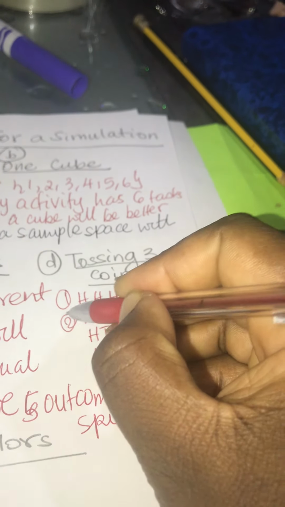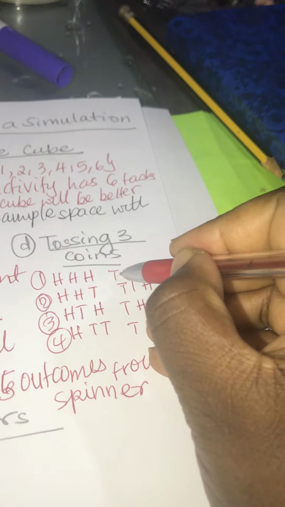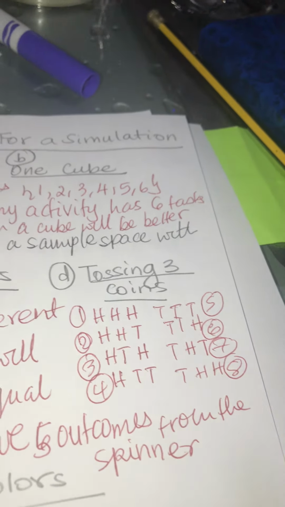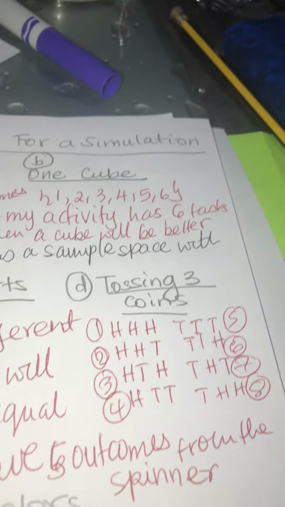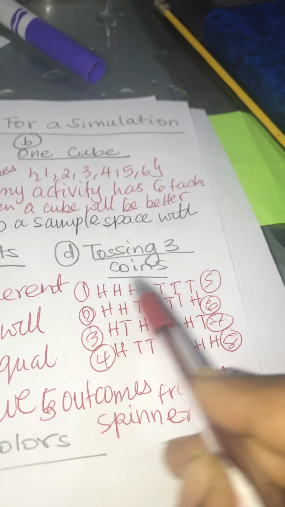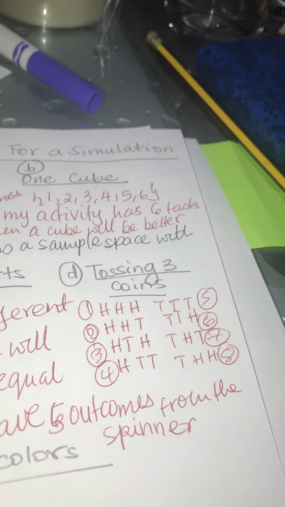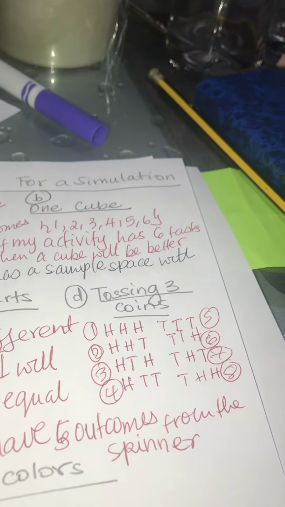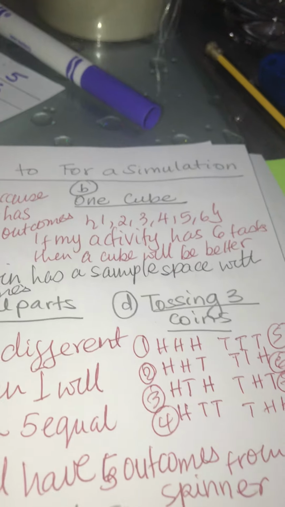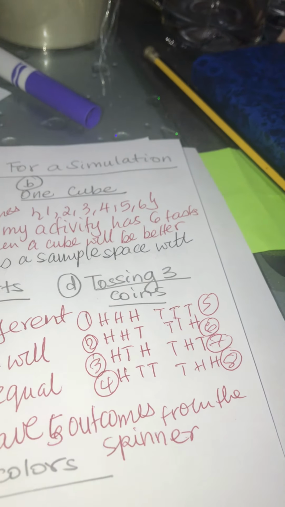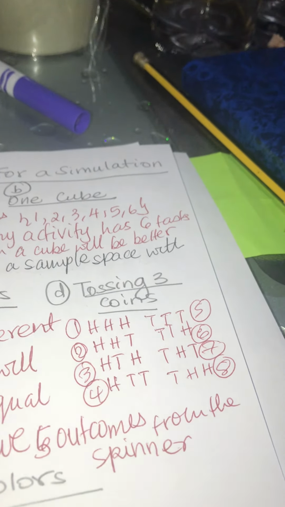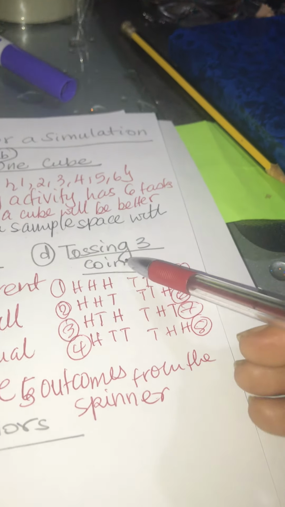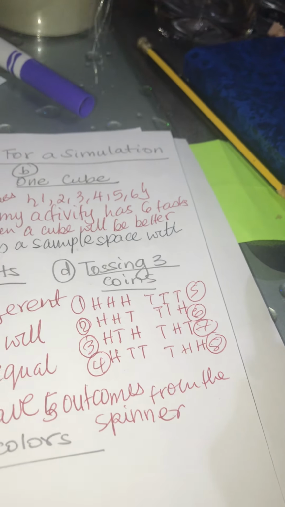See? 1, 2, 3, 4, 5, 6, 7, 8. So if your activity has 8 different tasks, what will you do? Let's say you have 8 different t-shirts. And then you say the person who gets 3 heads is the one who's going to get a t-shirt. So because you have 8 different t-shirts, you need a tool that will give you 8 outcomes. And the tool that gives you 8 outcomes is when you toss 3 coins.